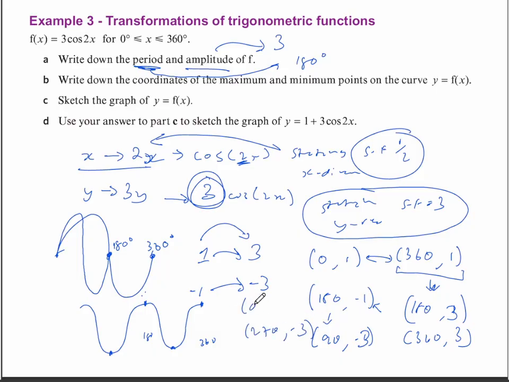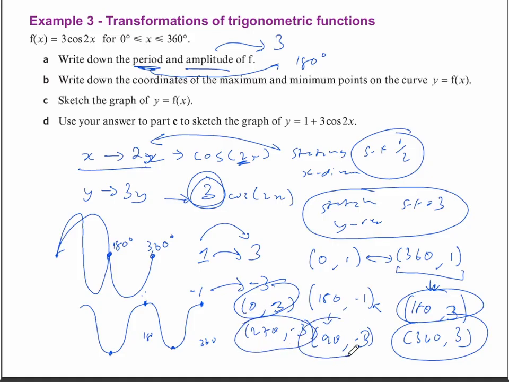And obviously the original 0 and positive 3. So these are your maximums: 0, 3, 183 and 363. And your minimums are now 270, negative 3, and 90, negative 3.